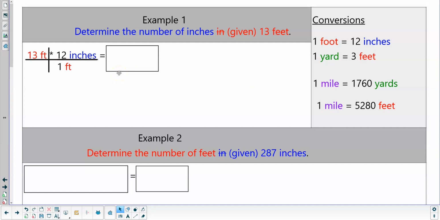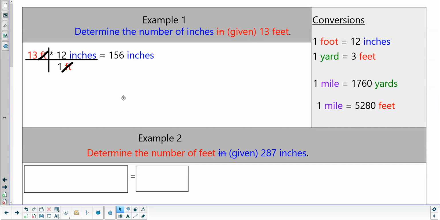So if I want to get rid of feet and end up with inches, then I want to make sure that those are diagonal from each other, so that one says feet on top and the other unit that says feet is on the bottom. That way they'll cancel each other. And in this example, you can see that's exactly what happens, 13 feet and 1 foot. The units for feet will cancel out, and all you're left with is inches. And then the idea is that you multiply going straight across. So if I do 13 times 12, then I'll get my answer in inches, which is 156 inches.